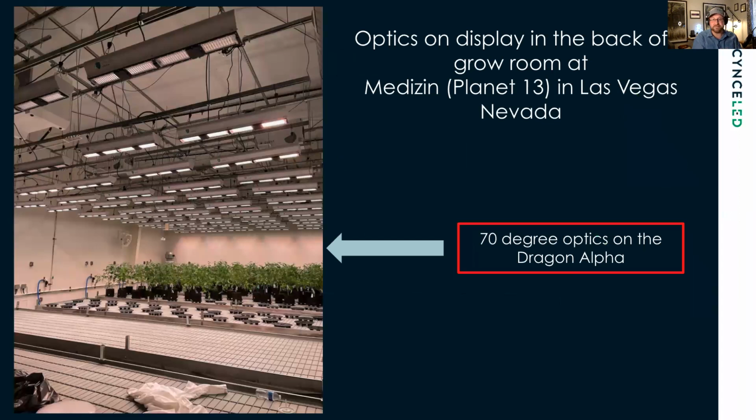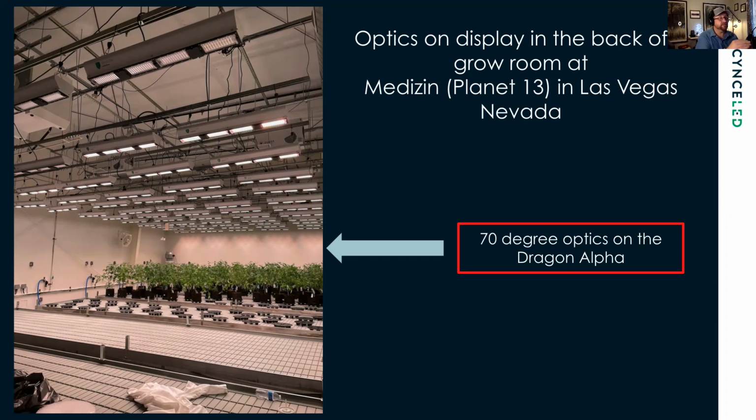So let's finally look at some lights over plants, because it's what we all want to see. And as always, here are our friends in Las Vegas at Medicine, also parent company Planet 13. Medicine is their brand. They're completely outfitted with Dragon Alphas at one of their facilities. So they were doing an install on the Dragon Alphas, and they sent this over to me.